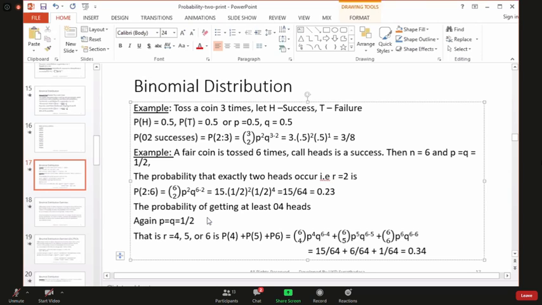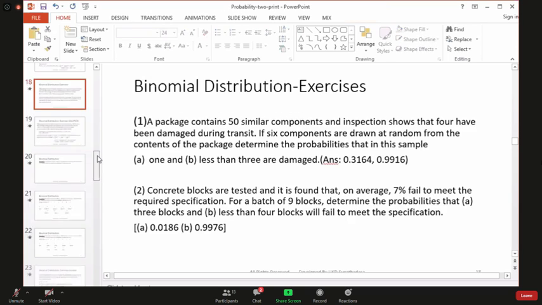Now similarly, consider the probability of getting at least 4 heads. At least 4 heads means you have to add all the probabilities. P of at least 4 heads means probability of 4, probability of 5, probability of 6. Add all the probabilities, then you get 0.34. These are some exercises that will be explained, since I also explained them the previous day. I think I have some different exercises after this.